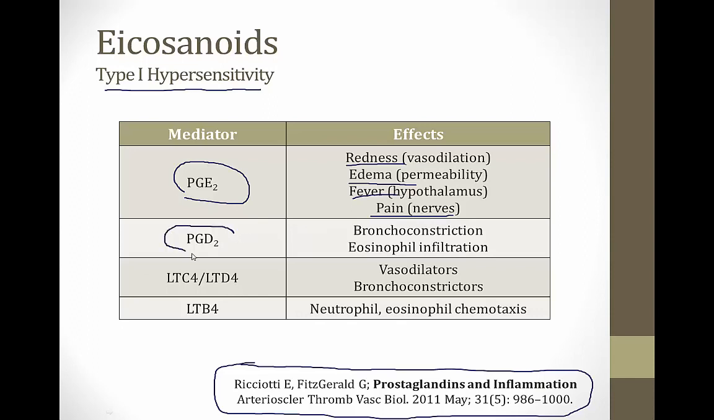Prostaglandin D2 is very, very important for type 1 hypersensitivity reactions. It's been shown to cause the bronchoconstriction associated with asthma and also to trigger eosinophil infiltration into the lungs during asthma attacks. The leukotrienes, as I said before, are especially important in asthmatic reactions. Leukotrienes C4 and D4 are vasodilators, and they are also bronchoconstrictors. And leukotriene B4 can draw in neutrophils and eosinophils.